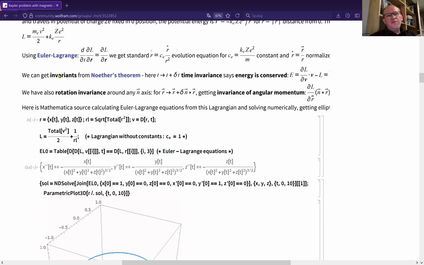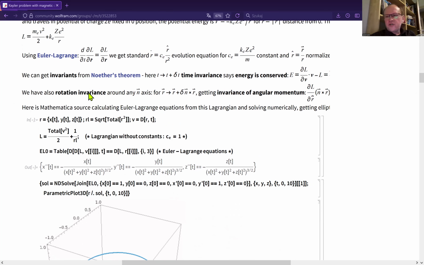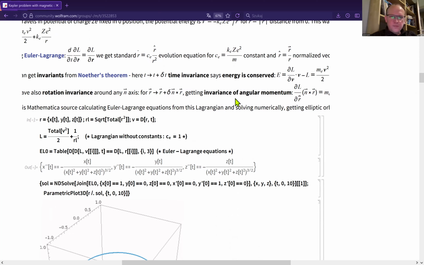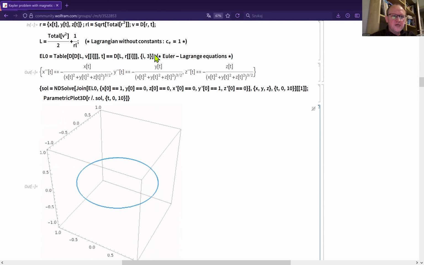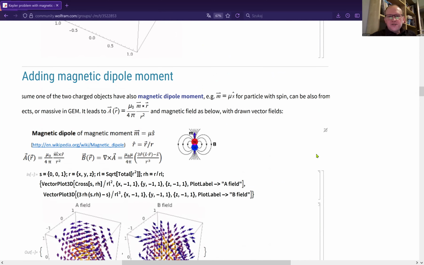There are also invariances allowing for conservation laws, thanks to Noether's theorem. Time invariance says that energy is conserved. And we also have rotational invariance: you have the central object and you can rotate, and it doesn't change the equations, leading to angular momentum conservation. Okay, so here we solve this simple differential equation, getting the well-known circle and ellipse Kepler solutions.